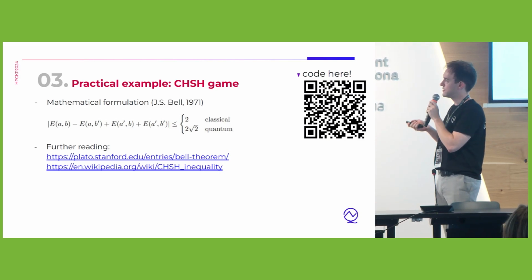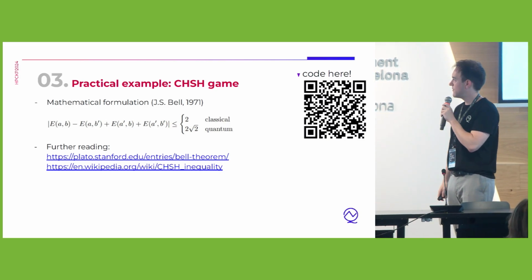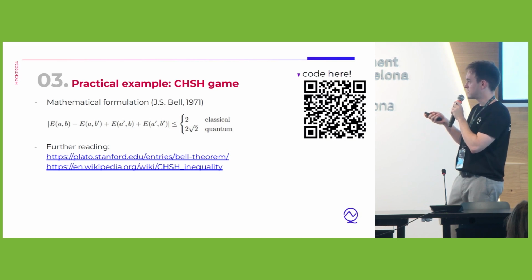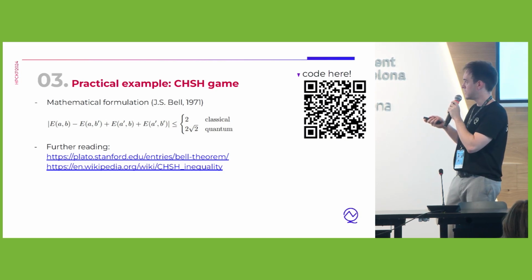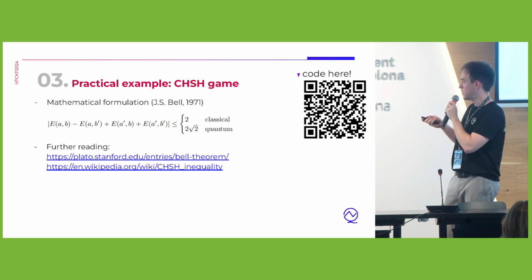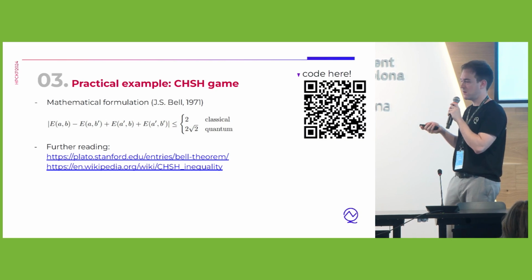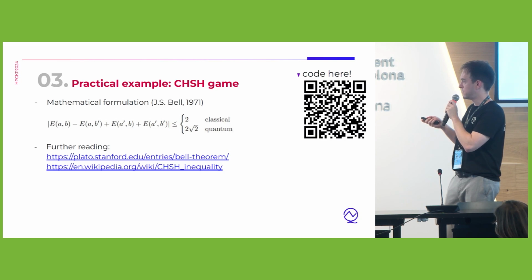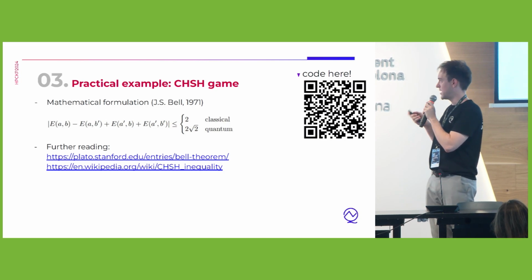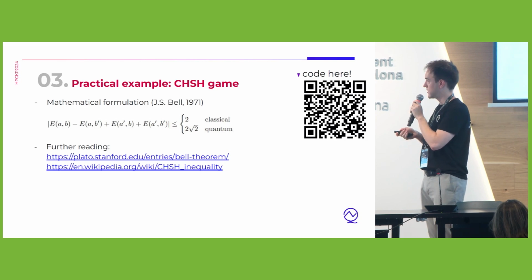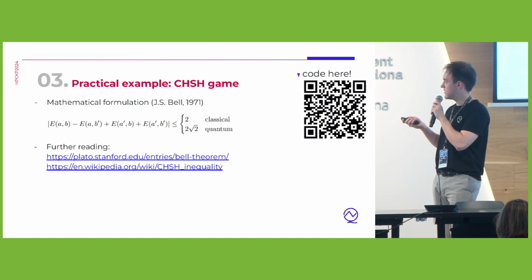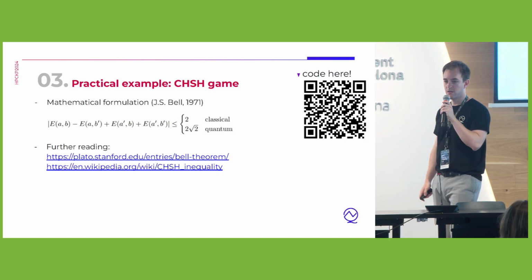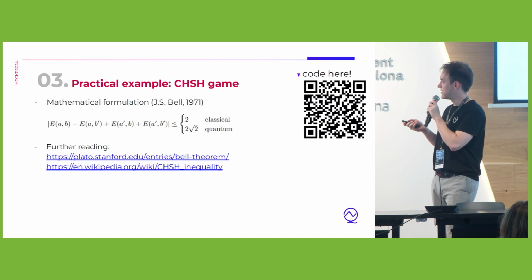The mathematical formulation of this was also developed by Bell in the 70s, and you can express it like this, in which you add up the different bases in which you measure your Bell states, so that if you add it up in this specific way, you will have an upper bound of 2 in the classical case, but you will have an upper bound of 2 times the square root of 2 in the quantum case. And if you're interested in this, it's very interesting also from a philosophical point of view, so you can check out the Stanford Encyclopedia of Philosophy for the CHSH inequality or the Bell theorem, and you also have the Wikipedia page, of course.